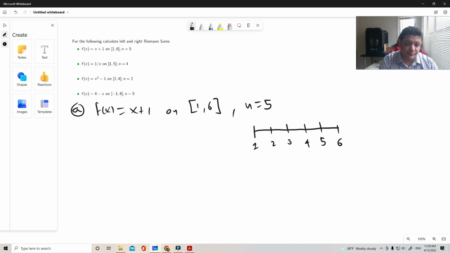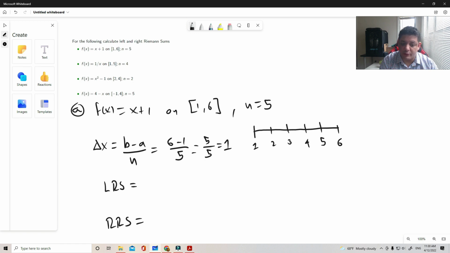So now the delta x is going to be calculated as b minus a over n. In this case, it's going to be 6 minus 1 over 5, since n equals 5 as well. Notice that that's also going to give me the length of the interval, which is going to be 1. And so if we're going to do the left Riemann sum and the right Riemann sum, we're pretty much going to have to worry only about the point that we're going to use for the height.